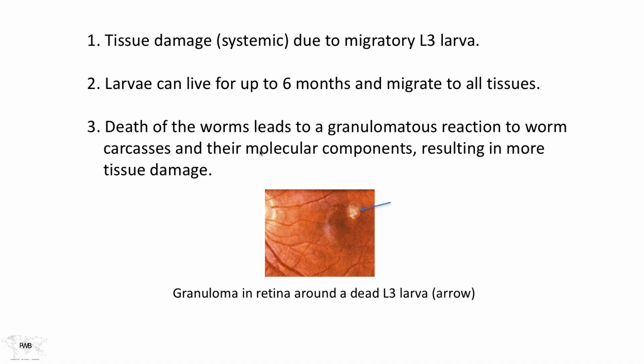Now, when you look at the tissue damage that's done, it's all because of the third stage larva. These larvae can live up to 6 months and migrate to all kinds of tissues, but as I mentioned, when they migrate into the eye and they die, these large granulomatous lesions form. If in the wrong place, the macula is shown right over here, if this lesion were to develop in this area here, or even in this area here, you would have ocular dysfunction.